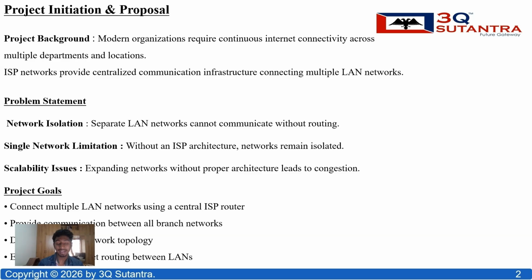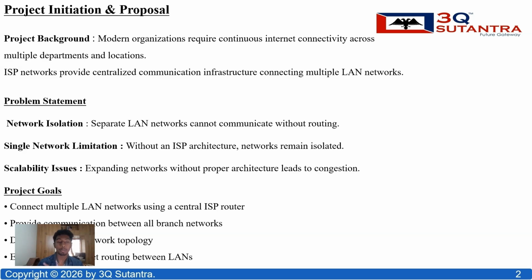Here comes the connectivity and the traffic flow of the diagram. PCs are end devices used by users to send and receive data. Switches provide internal communication within each LAN. All the end devices are connected to switches, and these switches are connected to the router. As you can see in the diagram, the PCs in LAN 1 are connected to switches, and those switches are connected to the ISP router, and the same on the other side.